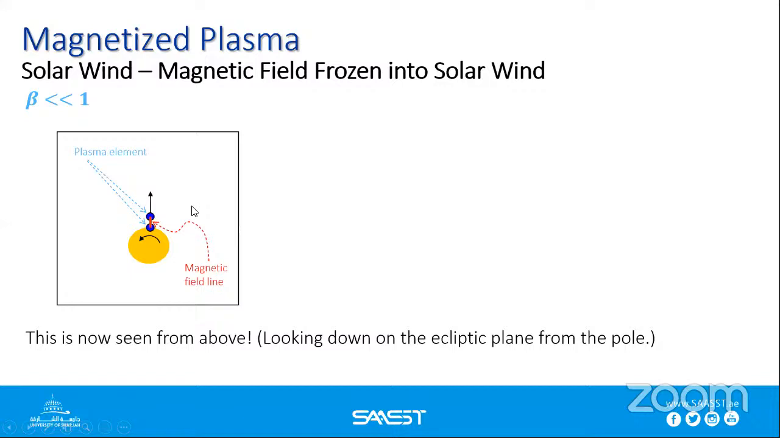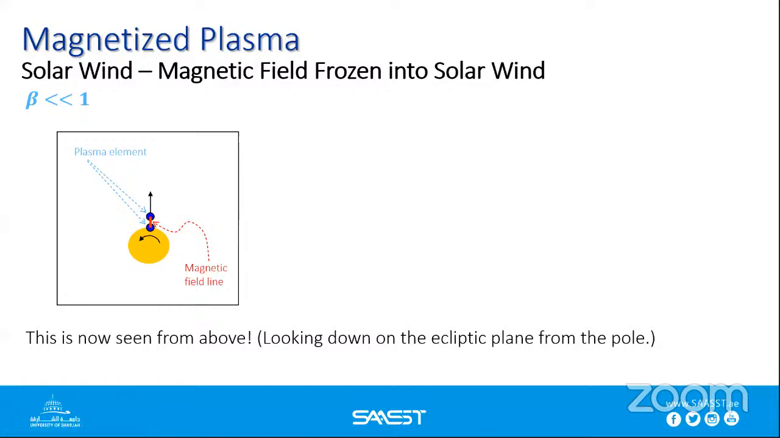So this is the perspective of the sun from its pole side. The red line here is actually a magnetic loop moving out of the equatorial plane and then moving into the equatorial plane. So it looks like a magnetic line connecting these two plasma particles, but actually it is a magnetic loop. So the magnetic field is frozen into the solar wind. These two plasma elements here will forever be connected as long as there is no reconnection process.